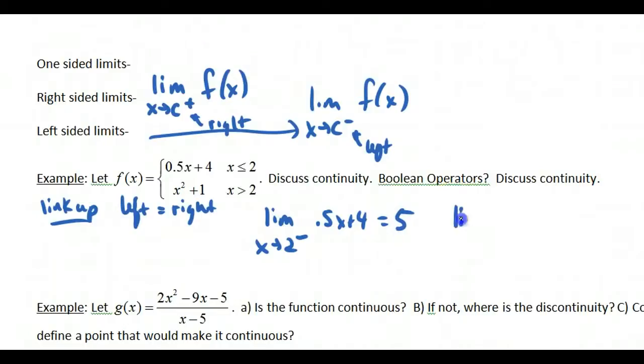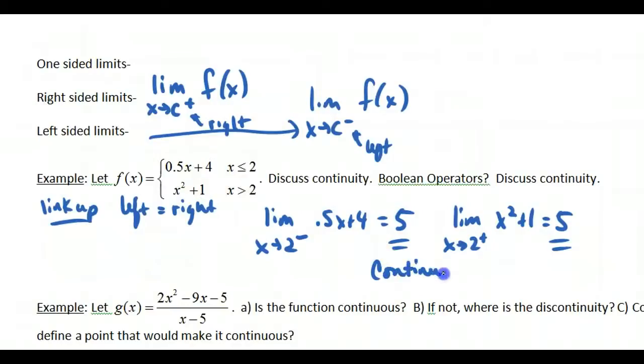And if I do the limit from the right, that would fall under this situation, x squared plus 1. Direct substitution gives me 5 as well. Since this number is the same, these did link up, and thus we have a continuous function. So we would have continuous.